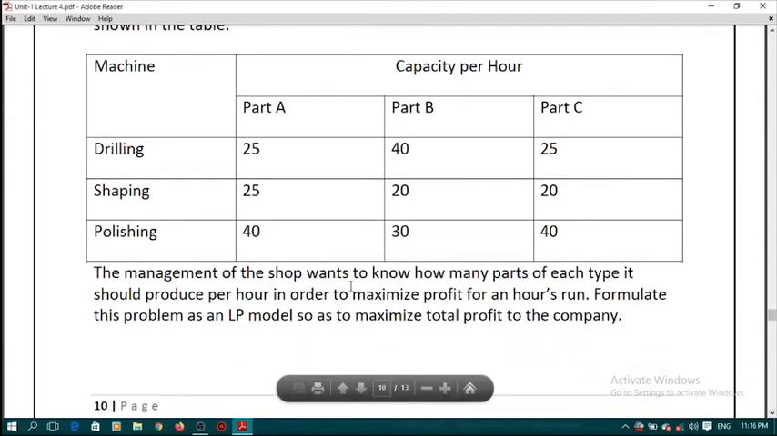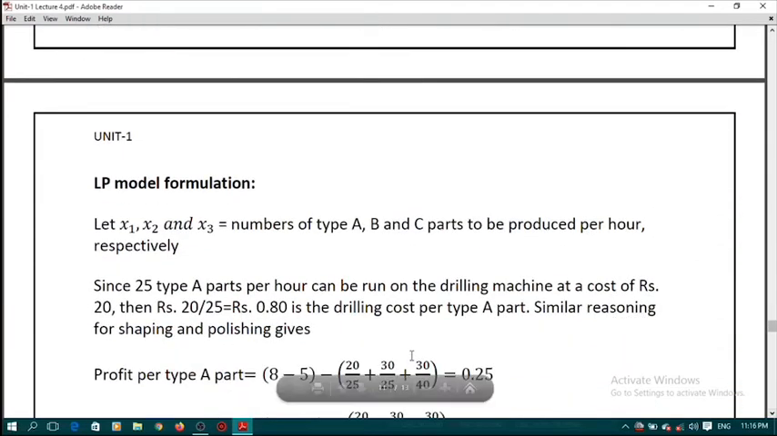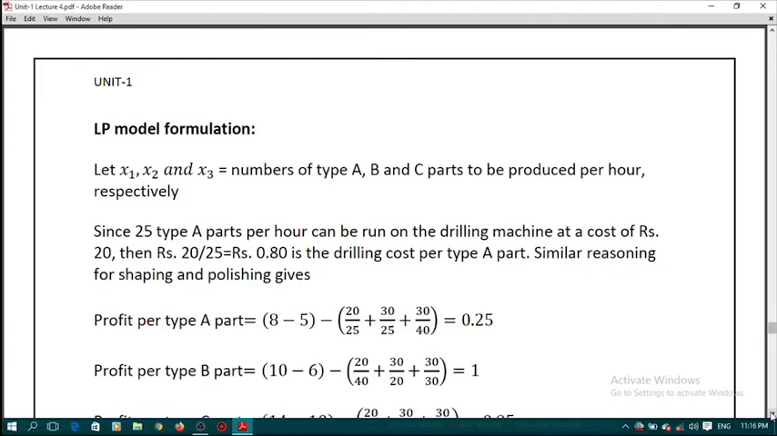The management of the shop wants to know how many parts of each type it should produce per hour in order to maximize profit for an hour's run. Formulate this problem as an LP model so as to maximize total profit to the company. So let's decide the decision variables. Let x1 be the number of type A parts to be produced per hour, x2 the number of type B parts, and x3 the number of type C parts to be produced.